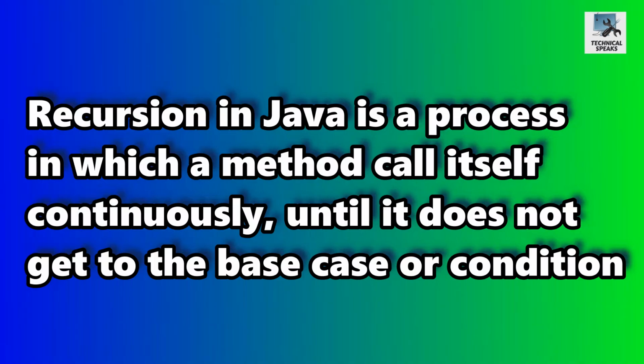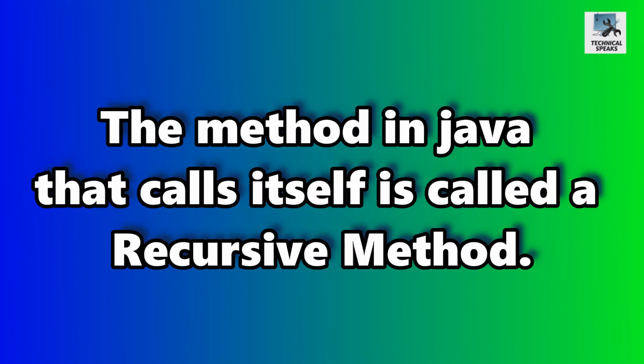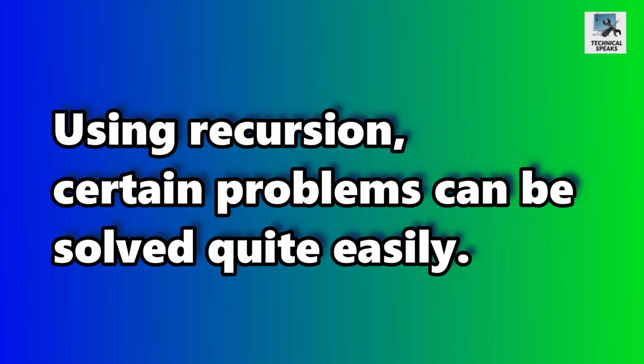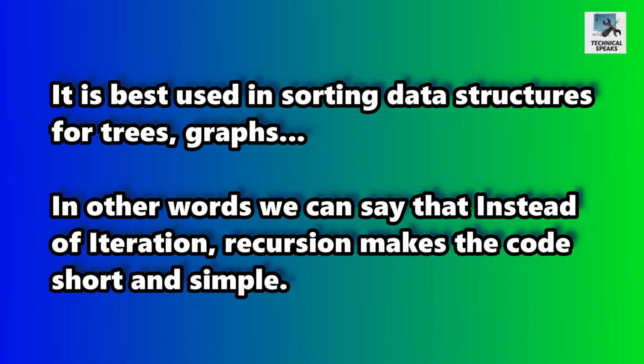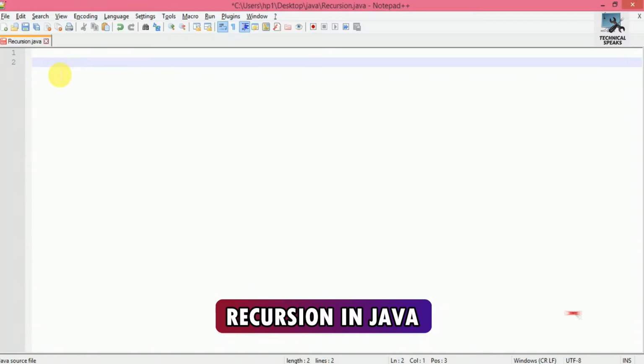First of all, recursion in Java is a process in which a method calls itself continuously until it gets to the base case or condition, and the method in Java that calls itself is called a recursive method. Using recursion, certain problems can be solved quite easily, like sorting and data structures such as trees and graphs. In other words, instead of iteration, recursion makes the code short and simple. Let's see an example.